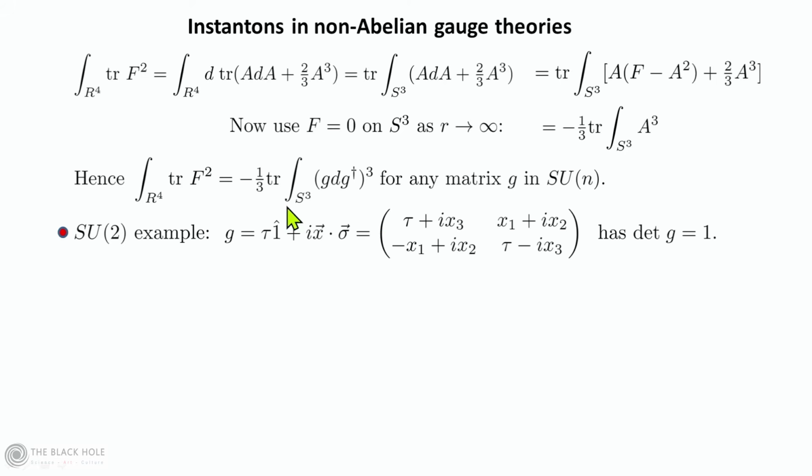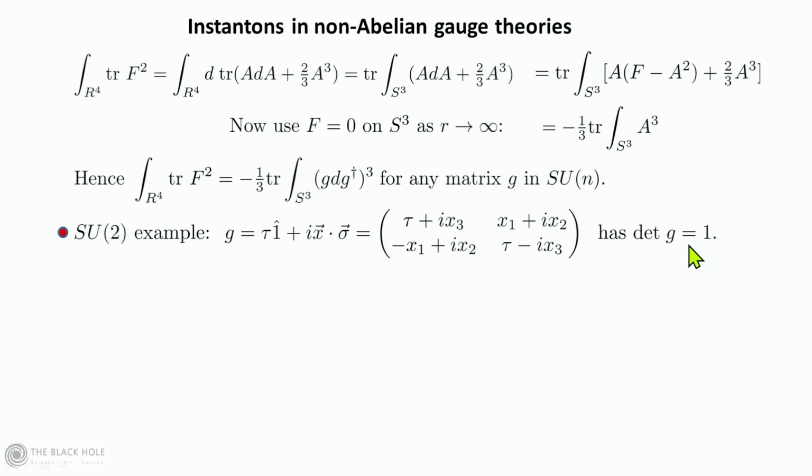Just to give you an example, let's take SU(2). So in that case, G will be the unit matrix and the Pauli matrices. These are the generators. The Pauli matrices are generators of rotations in 3 dimensions. Okay, so G is equal to this. Stick in the Pauli matrices, and this is what you get.